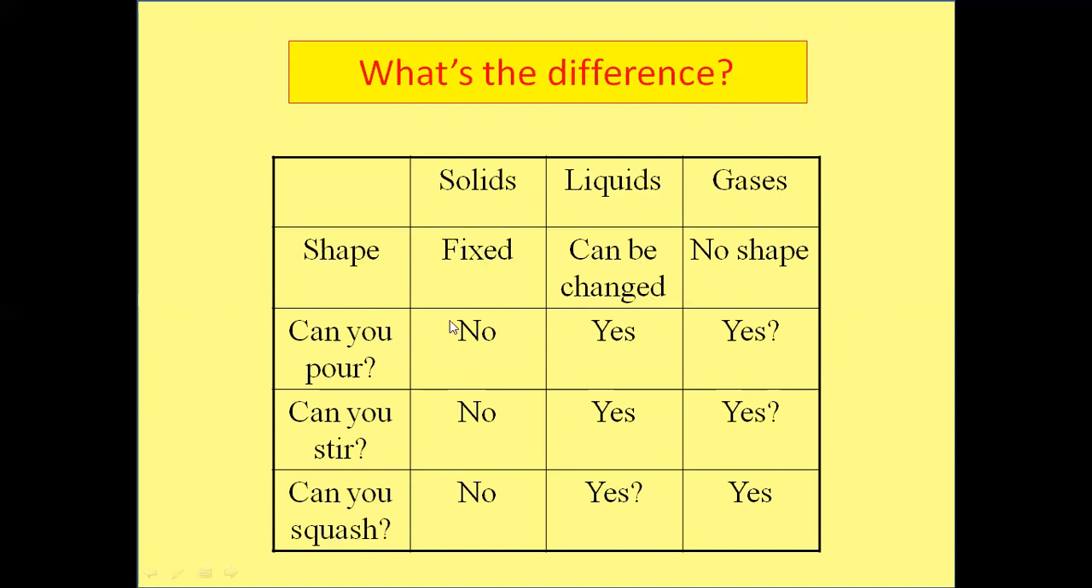Now the second simple property: can you pour? Solids don't have this property. Liquids and gases, yes, they can. Can you stir? In solids, no, you can't. In liquids and gases, yes, they can be stirred. Can you squash? In solids, no, they don't have this ability. In liquids and gases, yes, they can be squashed.